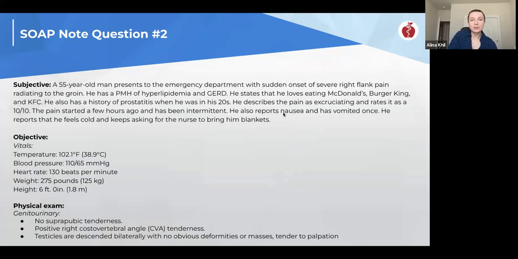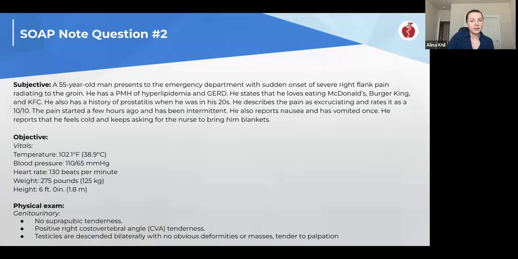So important things I would note in here, certainly the location of the pain: severe right flank pain radiating to the groin. You always want to pay attention to the patient's chief complaint, and I always tell students the patient's chief complaint will always be relevant to your answer. It's almost impossible that it will not be. And then other things, the fact that this started a few hours ago, so it was an acute onset, and it's been intermittent. So pay attention to, is this acute onset? How long has this been going on? That can also help point us towards different pathologies.